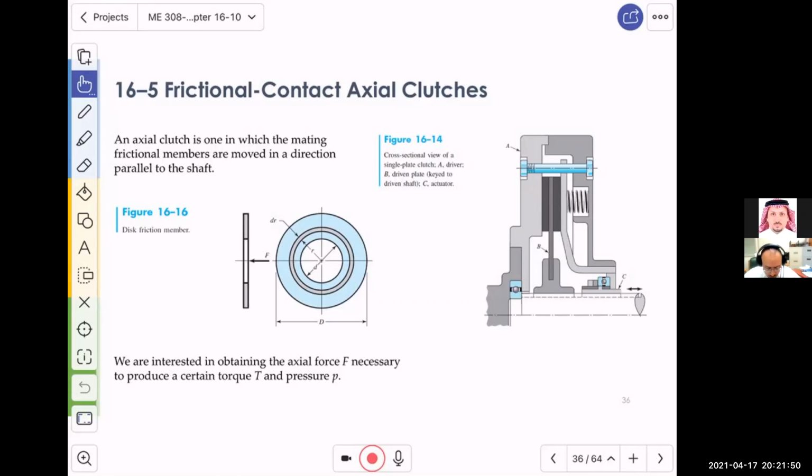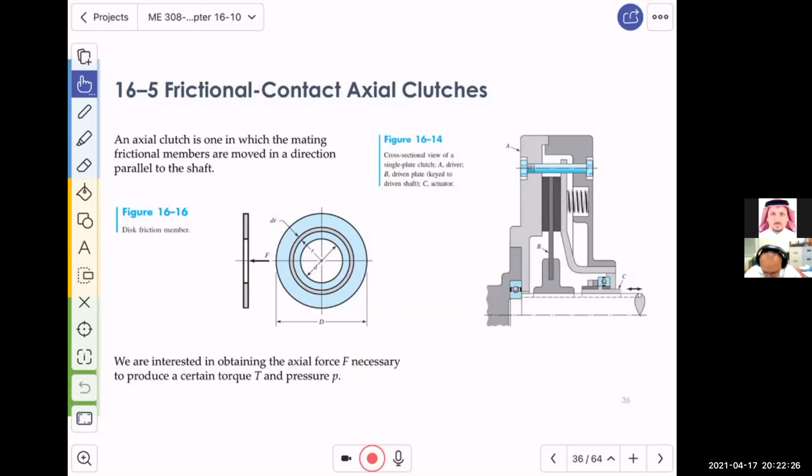is one in which the mating frictional members are moved in a direction which is parallel to the shaft direction. So basically, in this way, we have one frictional side and then the other one. If this is the shaft and the two discs are parallel to each other, you have to push one against the other in the same axial direction. That's how they get engaged, and then the motion is basically transferred.